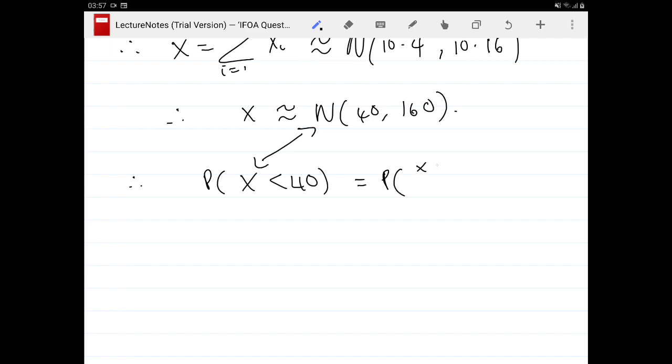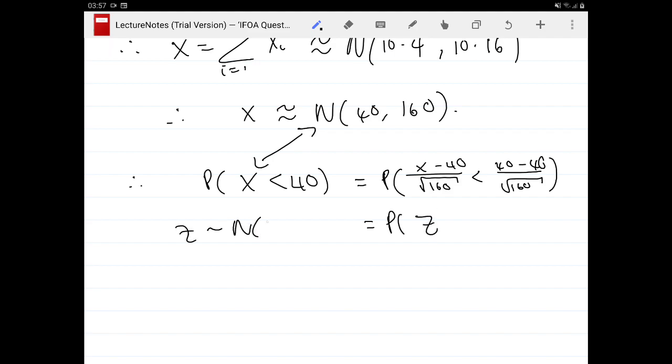So we're going to take x, subtract our mean, divide by our standard deviation, which is the variance square rooted, is less than 40 minus 40 over the square root of 160. So this over here is a z value, right? A z random variable, where z is a standard normal, and this value over here is just going to be 0, because 40 minus 40 is 0.